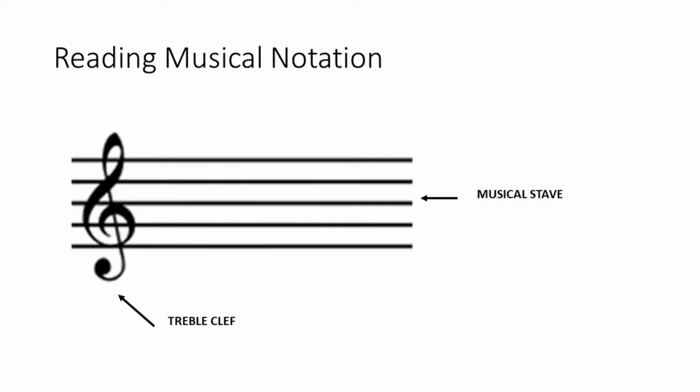So today we're going to learn about reading musical notation properly. You'll see that there are 5 lines going across your screen. This is called a musical stave. And every piece of flute music that you will be reading in your normal lessons would have a treble clef at the start of those lines. That curly whirly symbol is the treble clef.